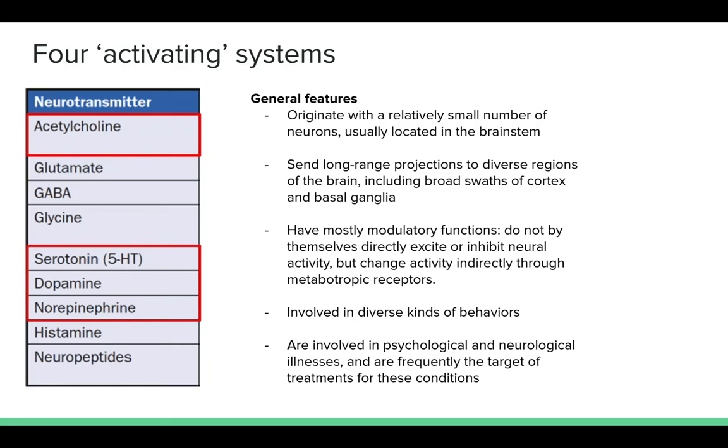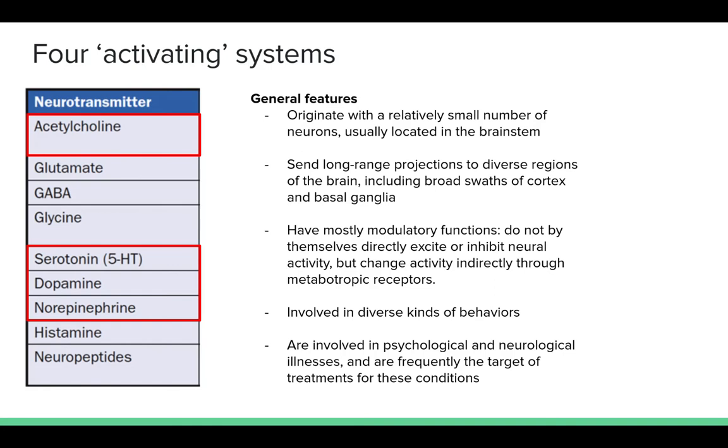And the four neurotransmitter systems we're going to talk about here are acetylcholine, serotonin, dopamine, and norepinephrine. They all share a couple of common features. The first thing these four neurotransmitter systems share is that they originate with a fairly small number of neurons. Compared to all of the neurons throughout the brain, the number of neurons that produce and release acetylcholine or serotonin or dopamine or norepinephrine make up a very small number of neurons relative to all of the neurons in the brain.